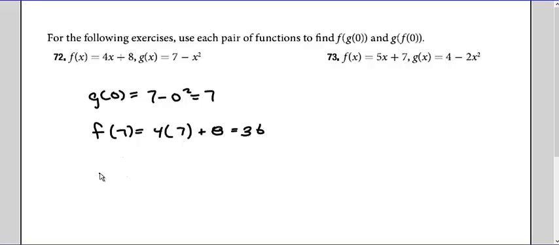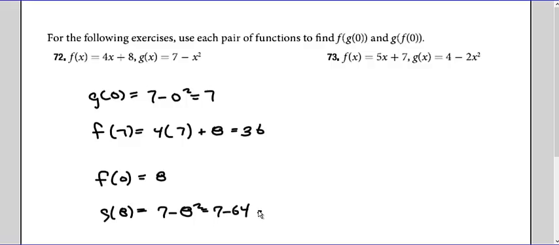Then you go the other direction, f of 0 first instead of g of 0. So you got f of 0, doing g of f of 0. So f of 0 is 8, and then g of 8 is this equation. The reason this is 8 is 4 times 0 is 0, so you get 0 plus 8, which is 8. g of 8 would be 7 minus 8 squared, which is 7 minus 64, which is negative 57. So that's the answer.